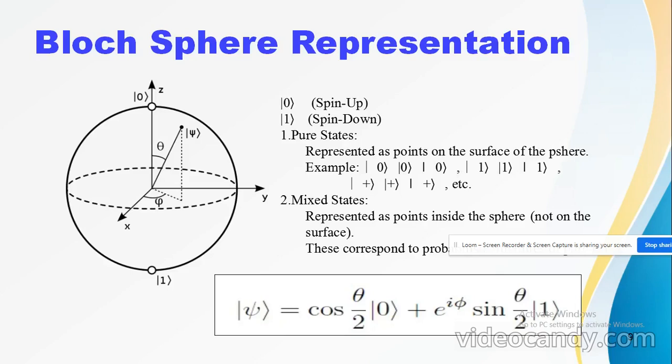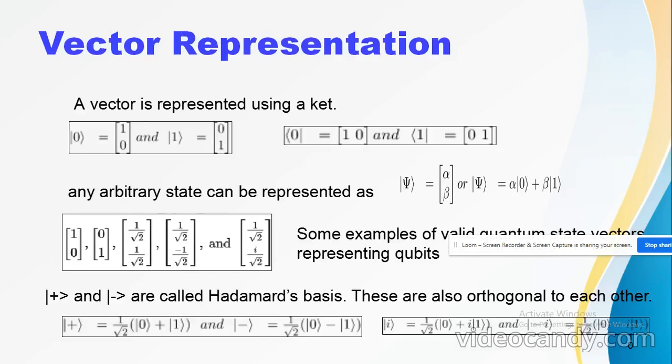For example, the state ket psi is equal to alpha ket 0 plus beta ket 1. And this can be represented with the angles theta and phi. That is, ket psi is equal to cos theta by 2 ket 0 plus e power i phi sin theta by 2 ket 1, where theta determines the angle from the z-axis and phi determines the rotation around the z-axis.